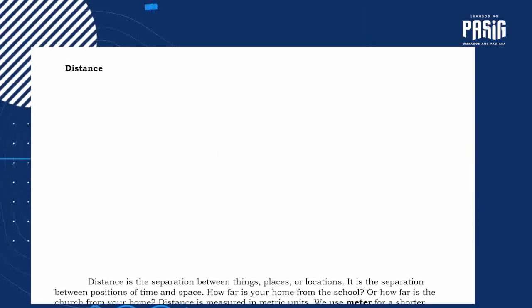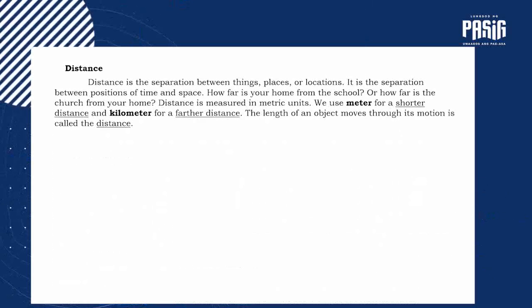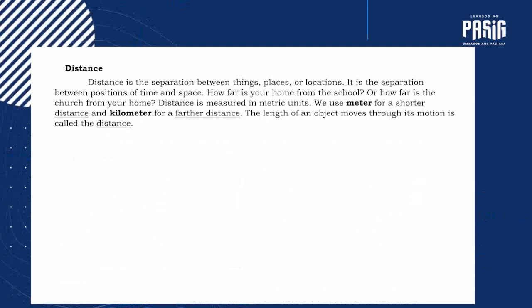So let's go for distance. Distance is the separation between things, places, or locations. It is the separation between positions of time and space. How far is your home from the school? Or how far is the church from your home? Distance is measured in metric units. We use meter for shorter distances and kilometer for farther distances. The length an object moves in its motion is called distance.